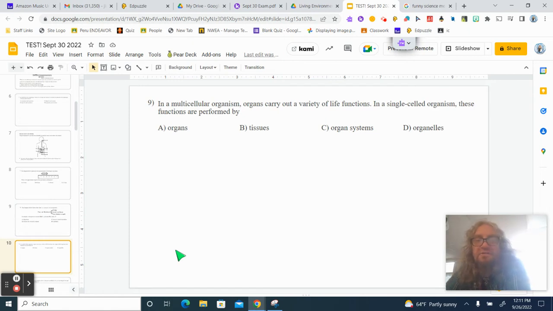Number 9. In a multicellular organism, organs carry out a variety of life functions. In a single celled organism, these functions are performed by A, organs, B, tissues, C, organ systems, or D, organelles.